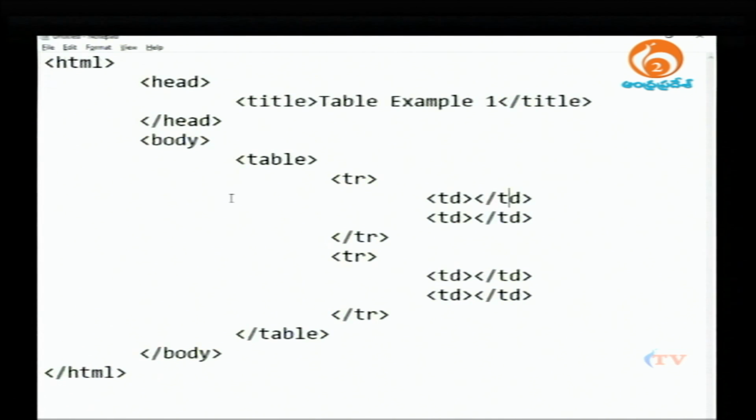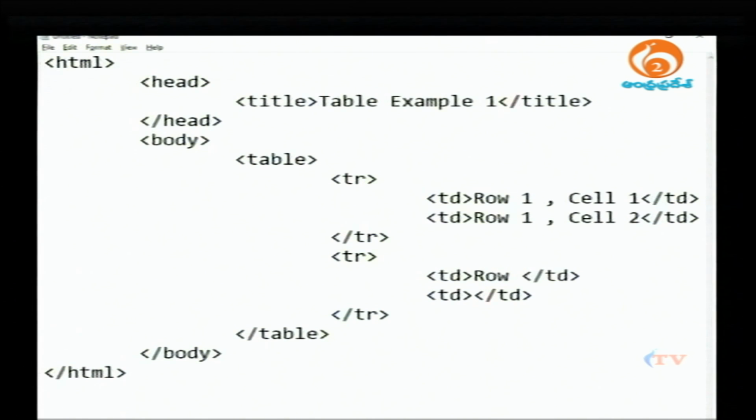Okay, so first this will be row 1 and cell 1. And this will again be row 1, cell 2, nothing but a single row divided into 2 columns, right? Then row 2, cell 1, and again row 2, cell 2.